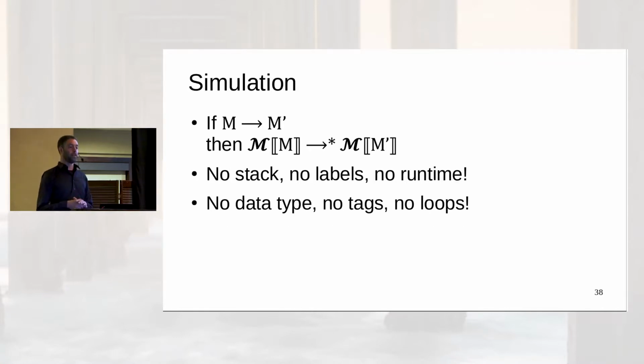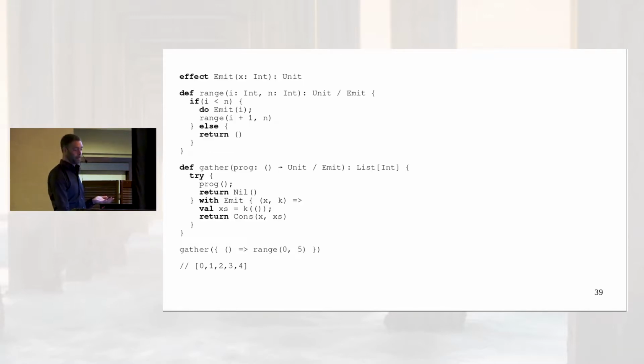The other thing we prove is simulation. So we've seen this machine and we say that if a machine state M steps to a machine state M prime, then the translation of the machine state steps in zero or more steps to the translation of M prime. And we do so without any stack, without any labels, and without any runtime support. And moreover, we do this without any data types, any tags, and no loops, no recursion, nothing, just pure System F. And this is a slightly weaker version of this. So we have a pen and paper proof of this theorem, but we also have a Coq mechanization of a slightly weaker theorem.